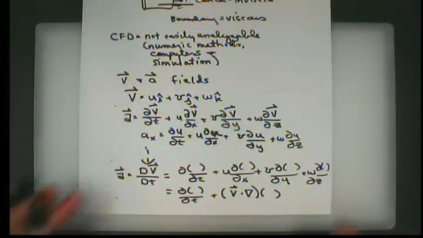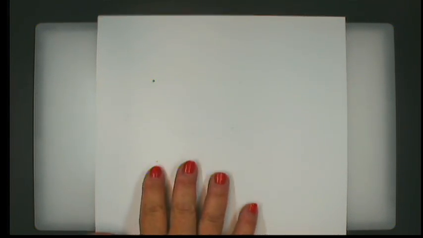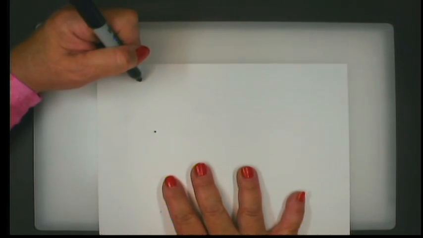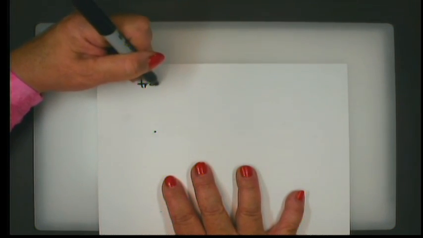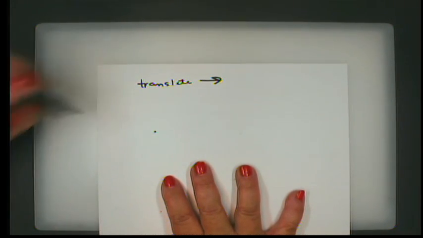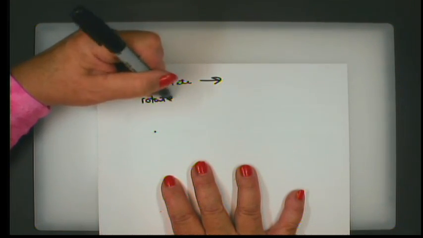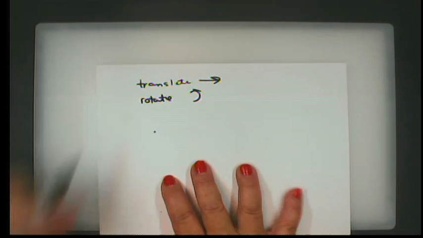But what we need to think about, in terms of the velocity and the acceleration, is that there is a relationship between velocity, acceleration, space, and time. And there are different ways that we can move a fluid. We can translate it, which is just a straight motion, or we can rotate it, which means that it's going to spin.